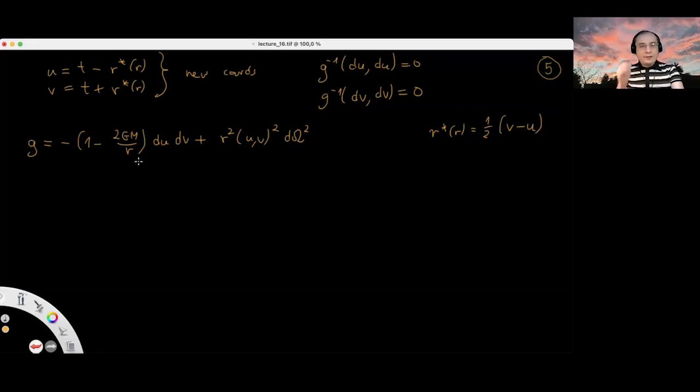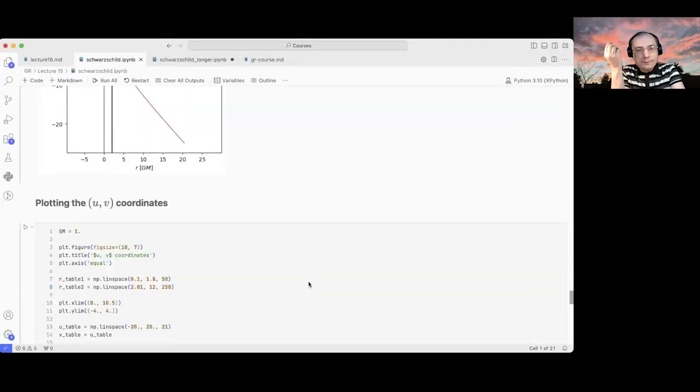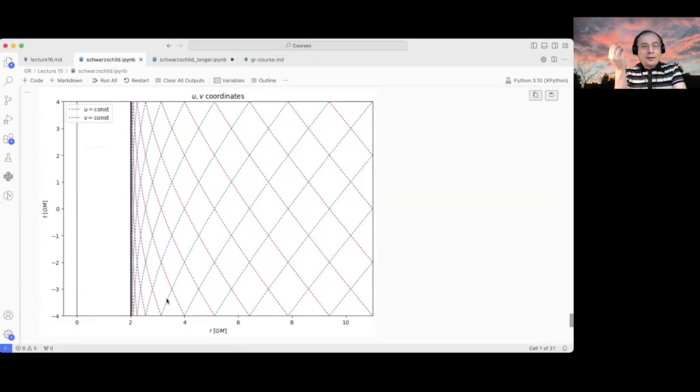And let's go to the screen. I will show you what these coordinates look like. Okay, so here you've got the t-r plane, and you can see that the u-v coordinates very nicely fill the space between r equal to 2GM and infinity. Since these are null coordinates, these constant u lines define also the geometry of the light cones.